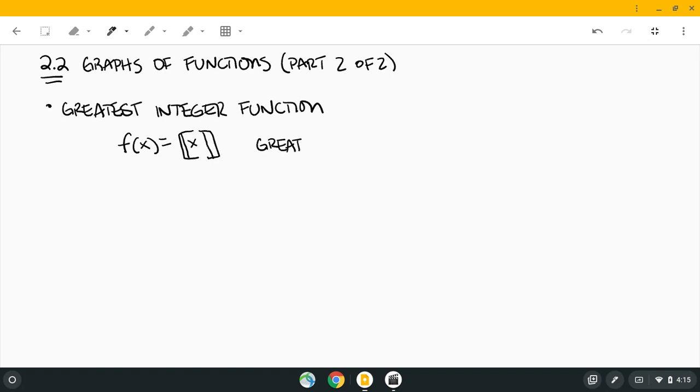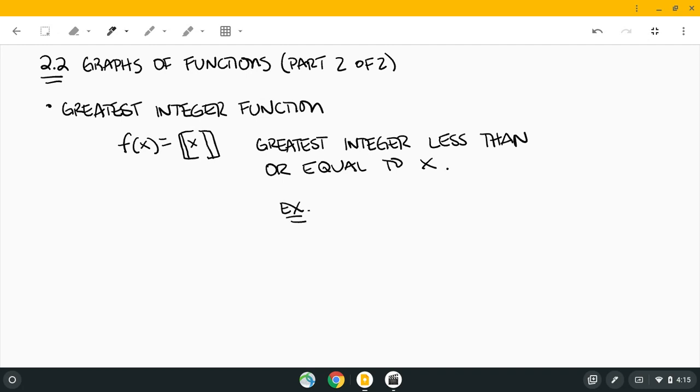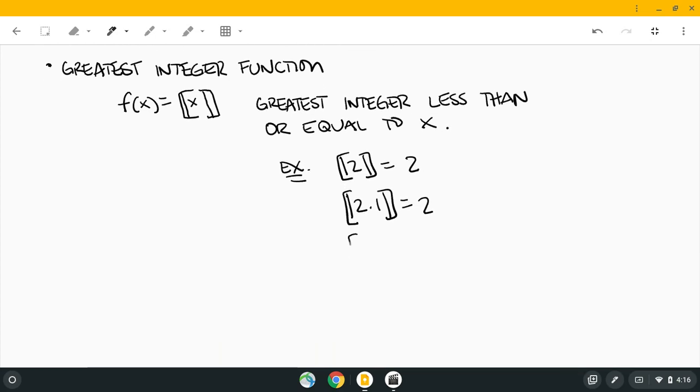When you plug in an x value, you will be taking the greatest integer that is less than or equal to x. So for example, let's do 2. If you take the greatest integer of 2, of course, that's going to be 2. If you take the greatest integer of 2.1, that's still going to be 2. Of 2.2, still 2. We can keep going, 2.3, 2.4, 2.5, it'll still be 2. Even when you get to 2.9, it'll still be 2.